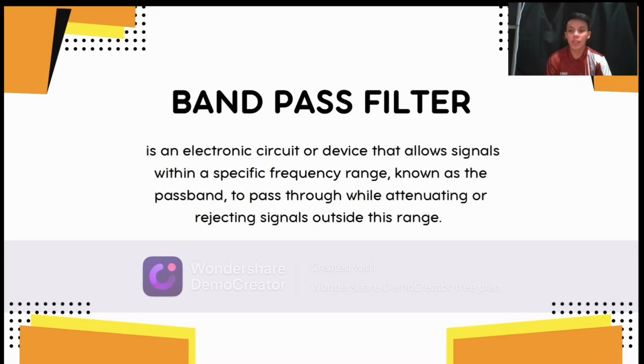A band-pass filter is an electronic circuit or device that allows signals within a specific frequency range, known as the passband, to pass through while attenuating or rejecting signals outside this range. The passband is defined by a lower cutoff frequency F1 and an upper cutoff frequency F2.